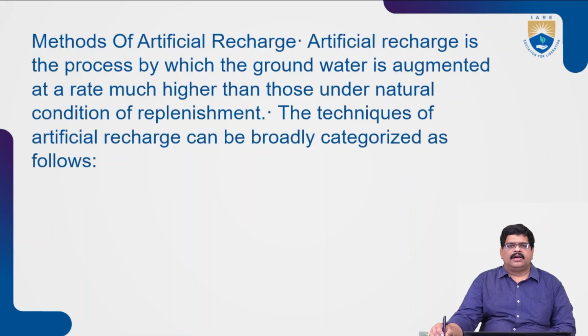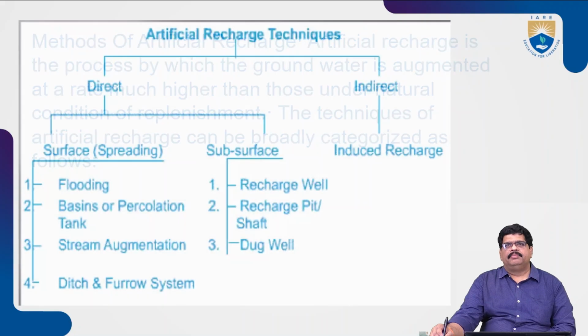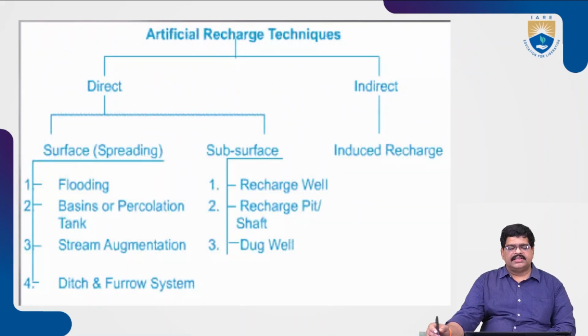Now the point becomes: in the methods of artificial recharge, water is augmented at a rate much higher than the natural rate. The techniques of artificial recharge can be categorized as follows. What are the methods? Let us see. The artificial recharge techniques can be bifurcated into two types. The first one is direct and the second one is indirect. In the direct, there is surface spreading and subsurface.